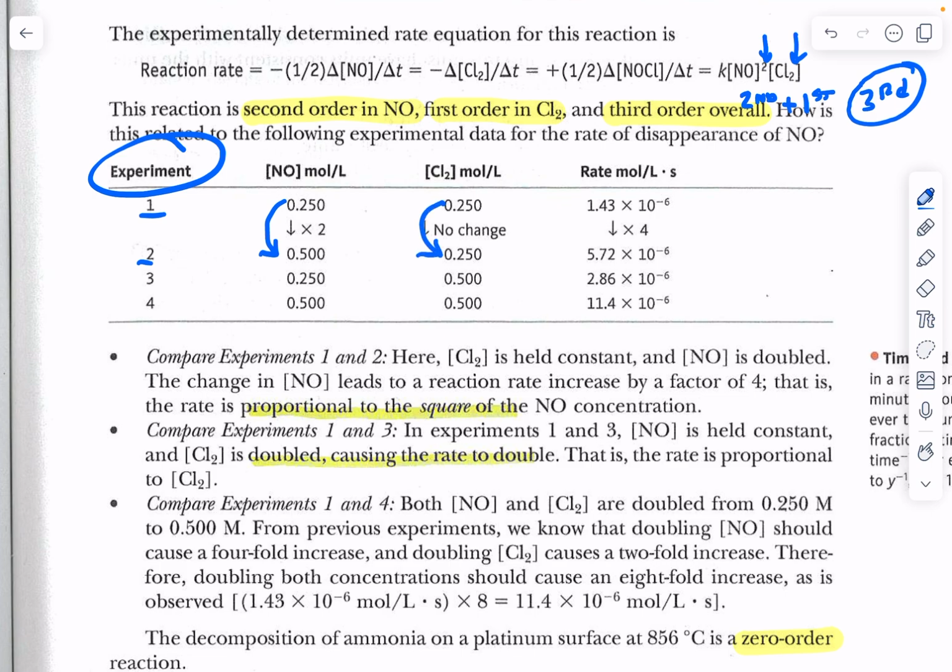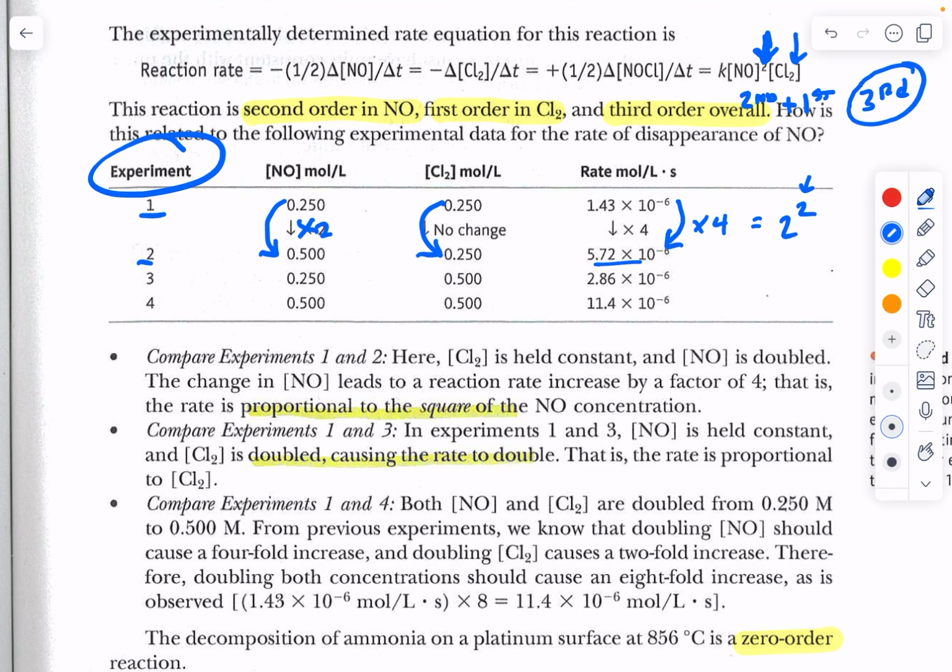There is no change. So when I double the molarity of the one reactant, I come over here and look at how does the rate change, and you'll notice that the rate changes by a factor of 4. We've got to multiply by 4 to get the new rate. So how do I come up with a 4? Well, 4 is 2 squared. So that's where this 2 comes from that we see up here. It's second order with respect to nitrogen monoxide.